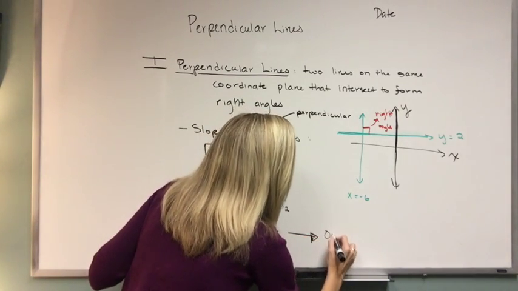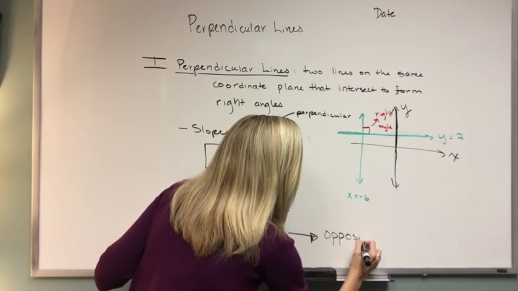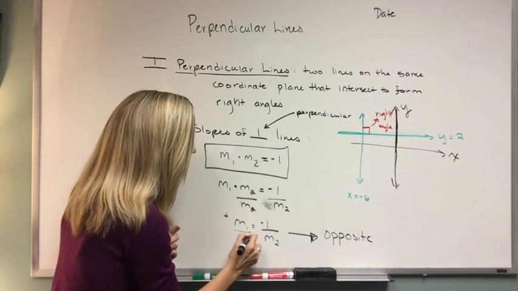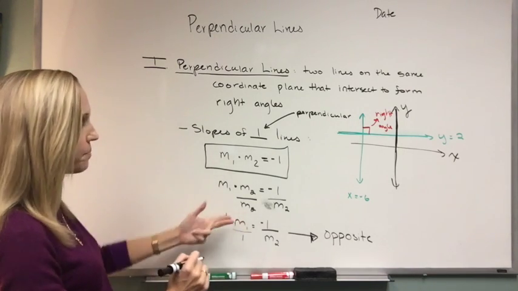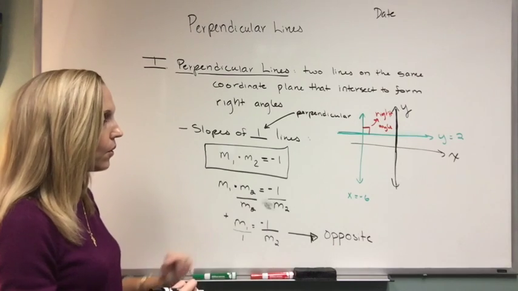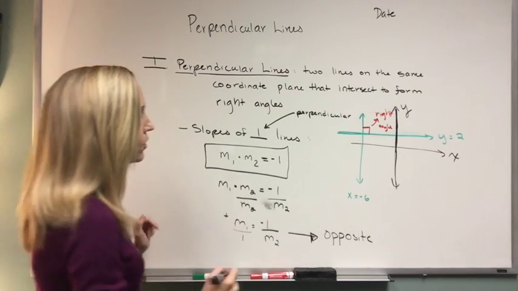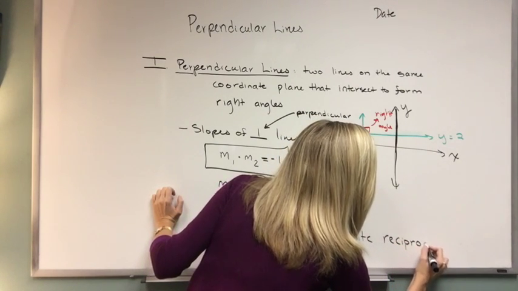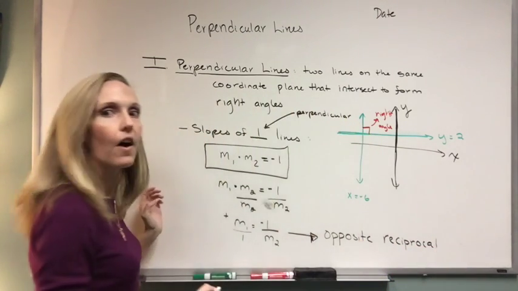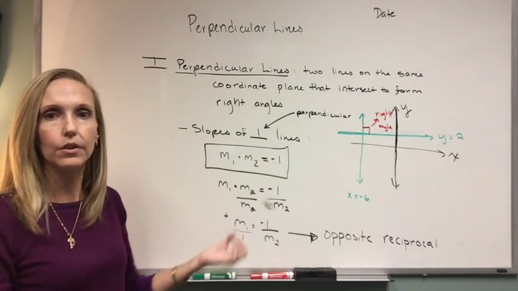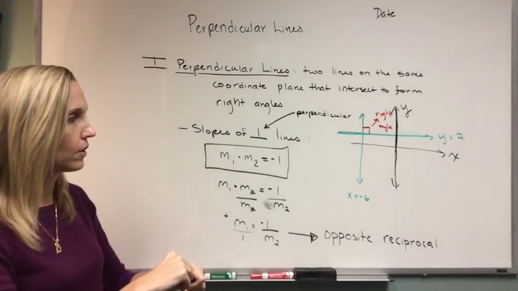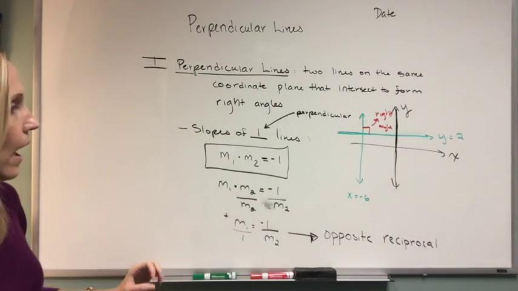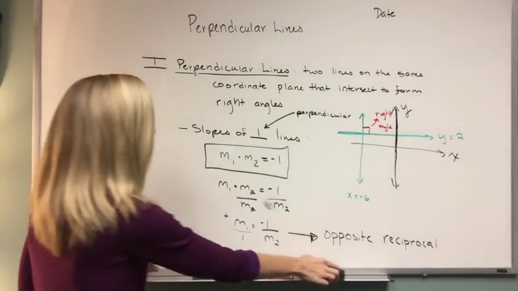So we have an opposite, and then we've taken M over 1, because there's an invisible 1 underneath here, and we've just flipped it to get 1 over M, which is what we call the reciprocal. So we have the opposite reciprocal. That's how you find the slope of a perpendicular line: you look for the opposite reciprocal. So go ahead and hit pause if you need to write this down. I'm going to erase the board, and we're going to find perpendicular slopes.